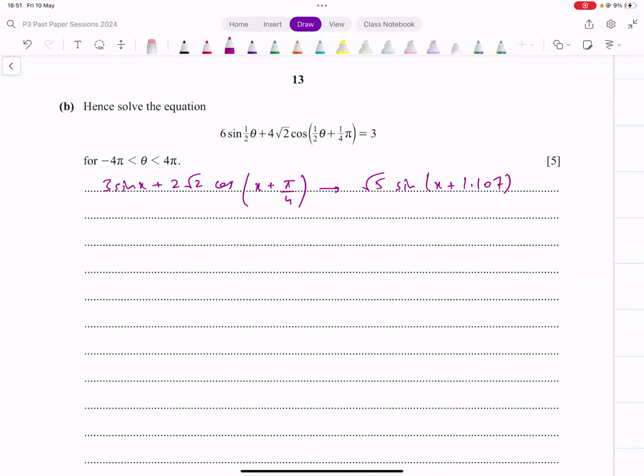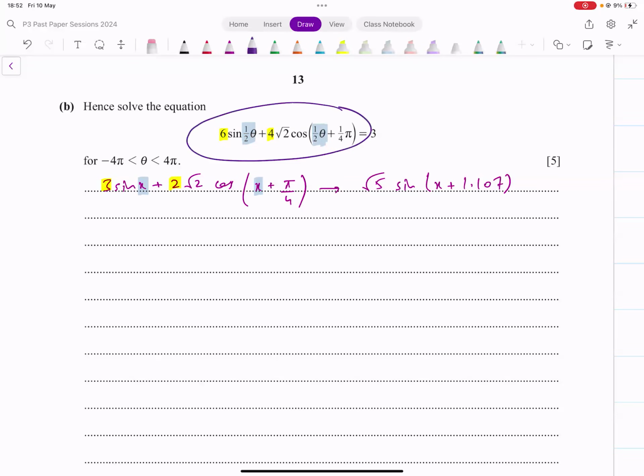Let's compare what we have here from the first part and what they have on the left side here. One difference is you have 3 here, they have 6. You have 2 root 2 here, they have 4 root 2. So basically, this whole thing is multiplied by 2. That's one thing. And then if you compare the angles, in place of x, they have half theta here, and in place of x, they have half theta here.